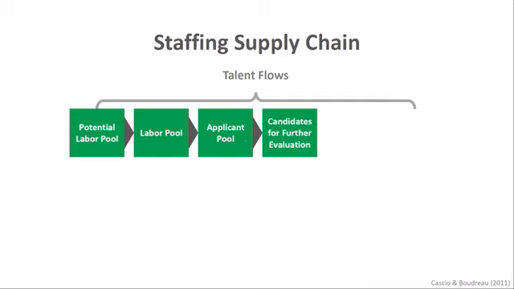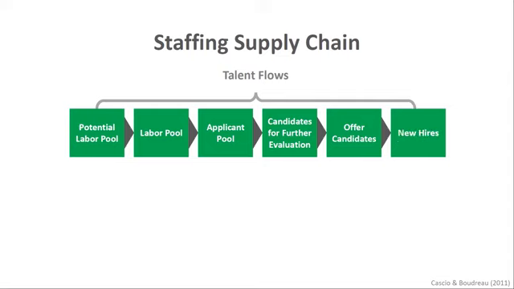Again, from this applicant pool, this is where we find applicants or candidates for further evaluation, and ultimately those people that we deem to be the best fit or the most promising candidates, we're going to extend them job offers. And if they decide to accept that job offer, they then transition from being an applicant or a candidate into an employee or new hire. Now, we can also focus on, from the perspective of these talent flows from the potential labor pool to the new hires on the one end to the other end, the staffing processes that are involved, and then try to understand how selection fits into this from a staffing supply chain perspective.